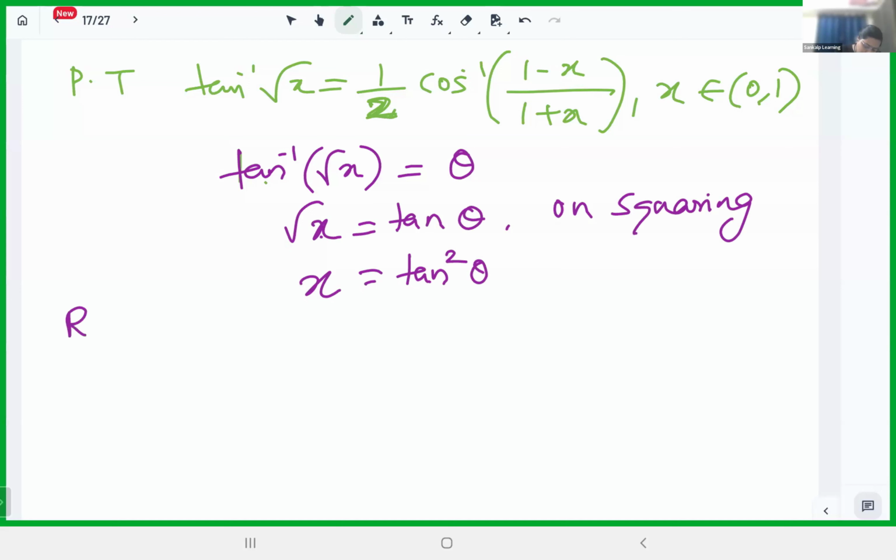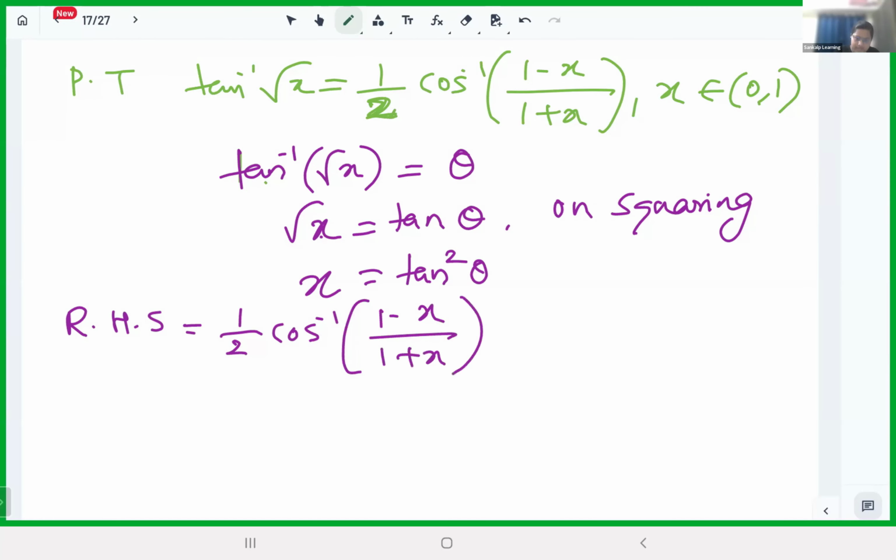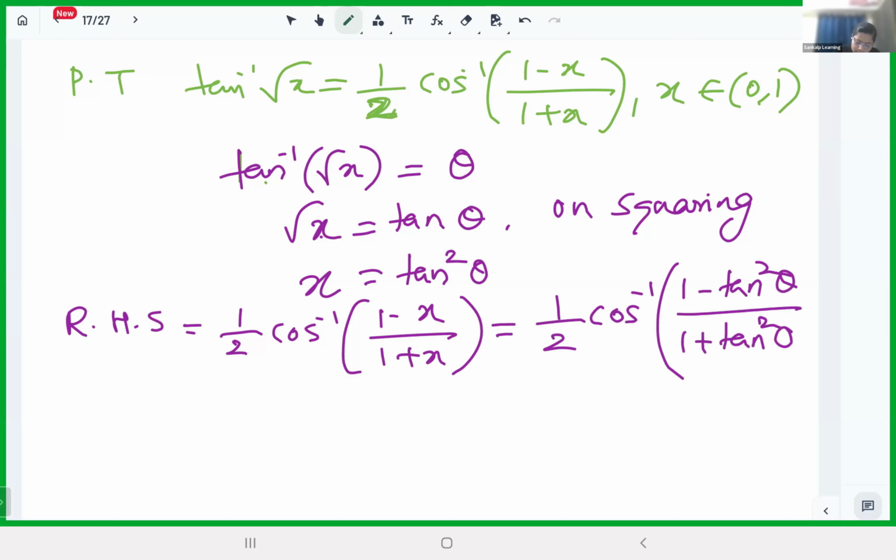Now you have to start from the RHS. What is RHS? RHS is equal to 1 by 2 cos inverse of (1 minus x) by (1 plus x). So that is equal to 1 by 2 cos inverse of (1 minus tan square theta) by (1 plus tan square theta), because x is equal to tan square theta. So in place of x, you can put tan square theta, right?